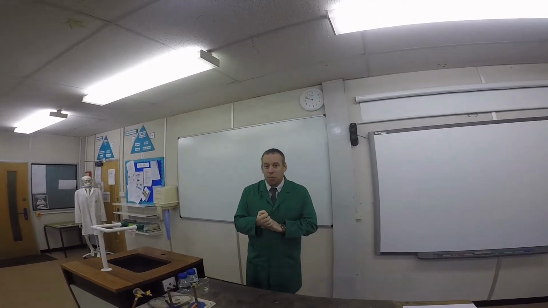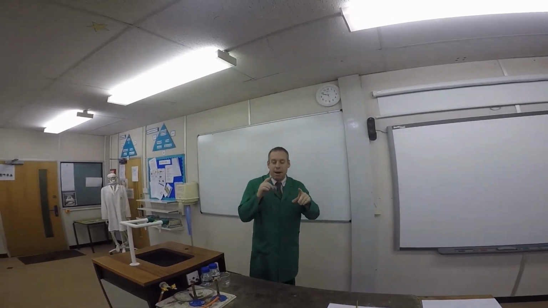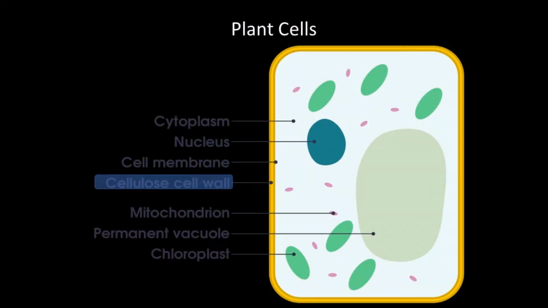In addition to that, we've got 3 extra things that you can see around this cell. We've got a cell wall around the outside. This is here to give the plant structure. Animals don't need this, we've got bones. We've advanced beyond cell walls, but plants do need this. They've got this structure that they need to keep them strong and to protect them.